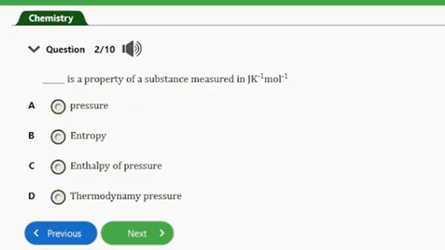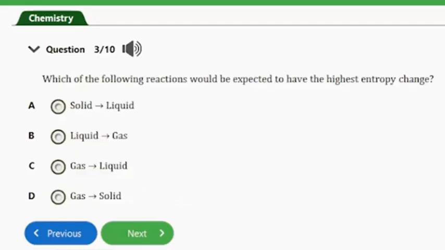Let's consider the next question, guys. That's question number 2 here. It says, dash is a property of a substance measured in joule per Kelvin per mole. So guys, here we have pressure, we have entropy, we have enthalpy, we have thermodynamic pressure. So guys, the answer to this question is option B here, and that's entropy. Entropy is a property of a substance measured in joule per Kelvin per mole. It's actually a measure of the degree of disorder of a substance, and it has this unit. So guys, that's it. Let's quickly look at the next question.